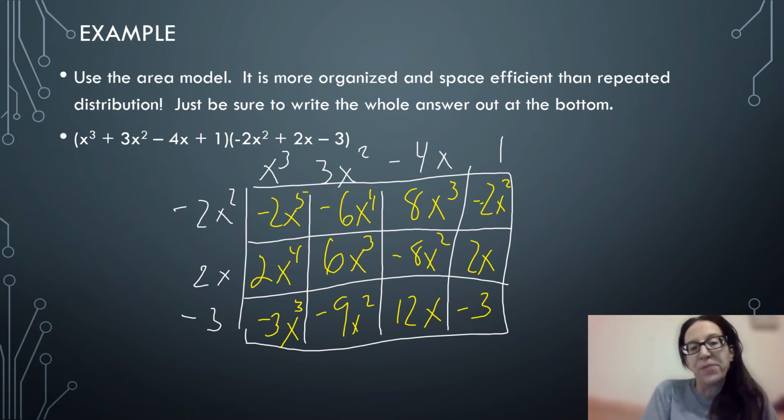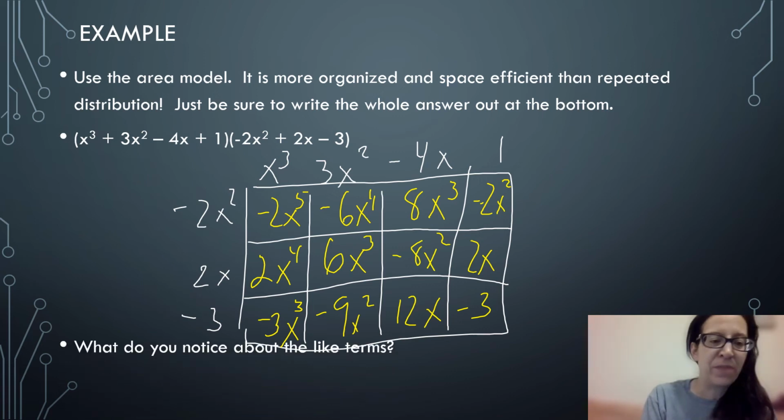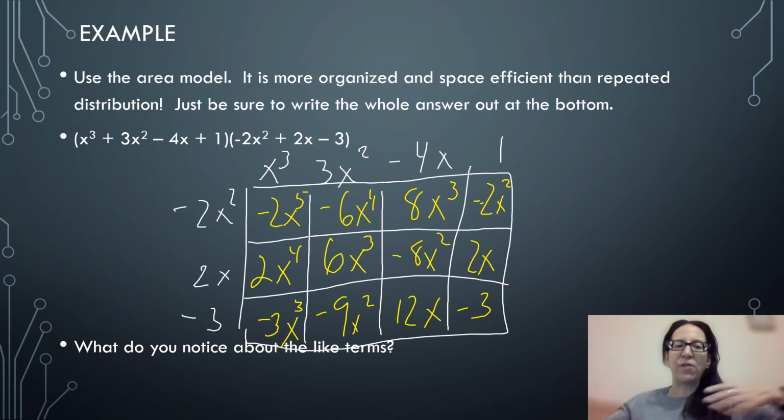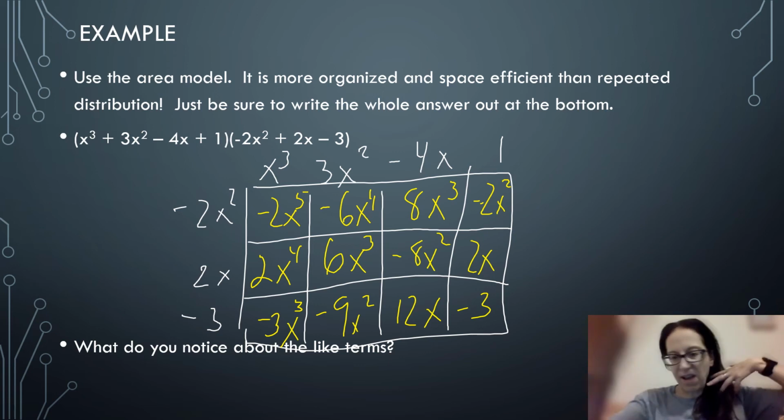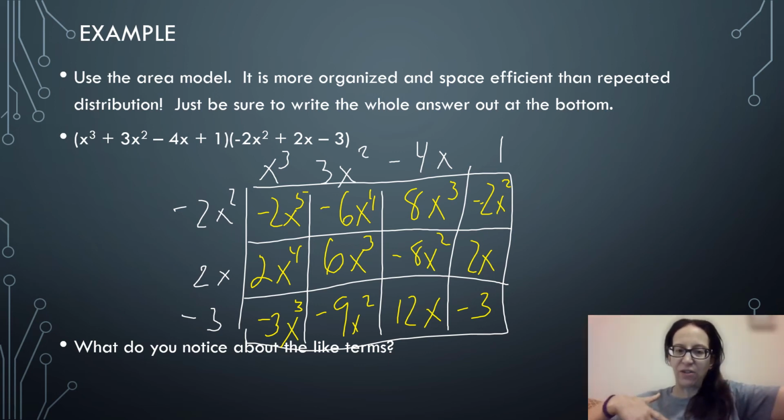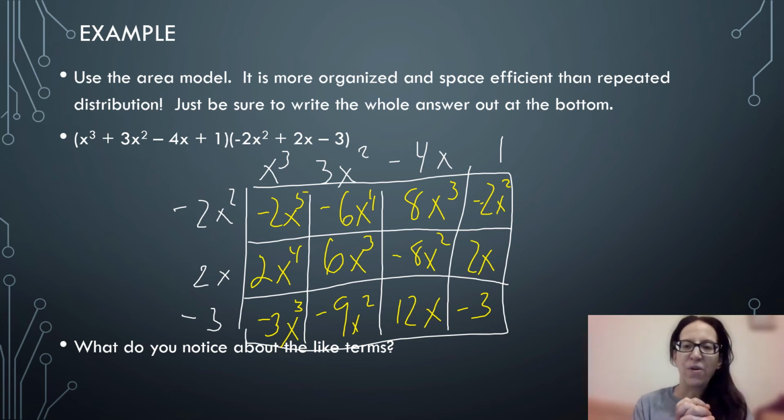Ta-da! Now, we have to add them all up. So I want you to notice something. What do you notice about the like terms? We do need to combine all of the like terms, which means we need to combine x to the fifth with other x to the fifths and x to the thirds with other x to the thirds. So I'm going to pause for a moment and let you look at the array there and see, do you see patterns for where the like terms are?